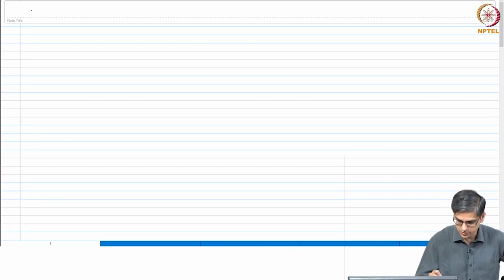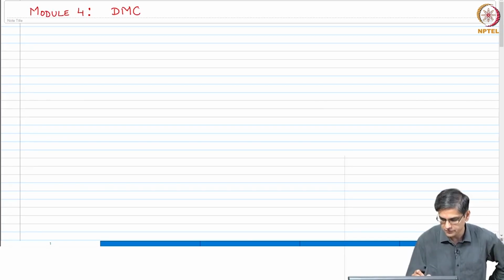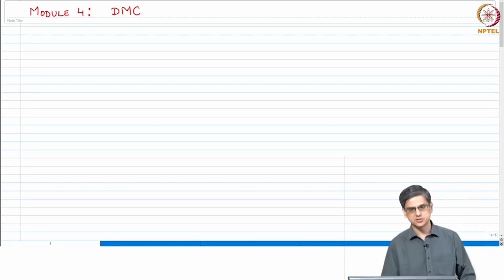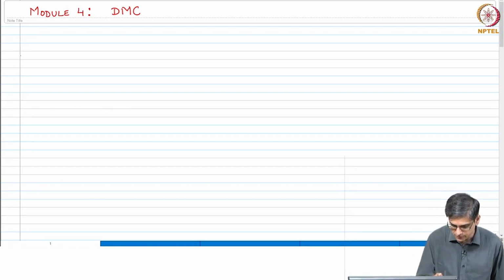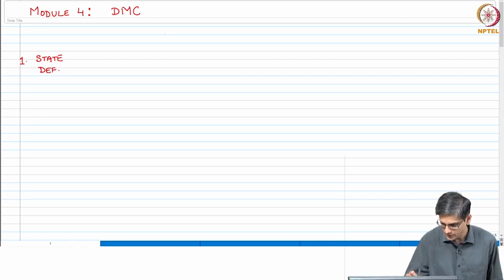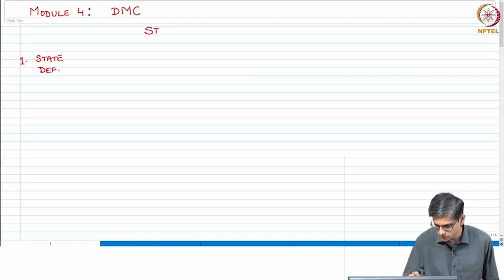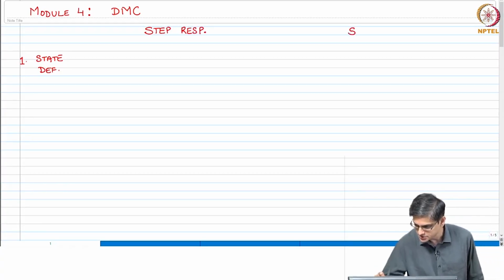Okay, so we were in module 4. In module 4, we were talking about dynamic matrix control. Okay, so let's see where we are. One, with respect to state definition, step response model, and state space model.